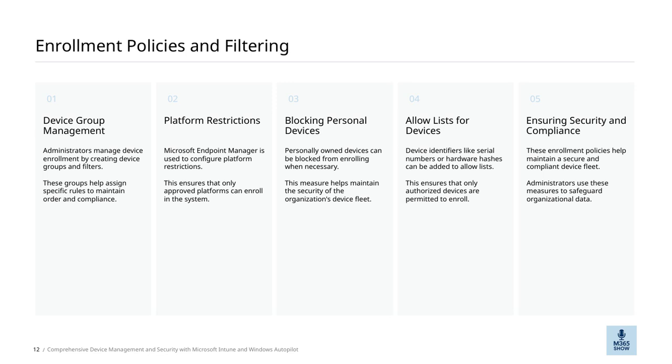Now, let's look at how enrollment policies and filtering play a crucial role in maintaining a secure and compliant device environment. These policies are designed to help us manage our device fleet effectively and ensure organizational data stays protected. One key aspect is the use of device identifiers, such as serial numbers or hardware hashes, which can be added to allow lists. This means only authorized devices are permitted to enroll, adding an extra layer of security.